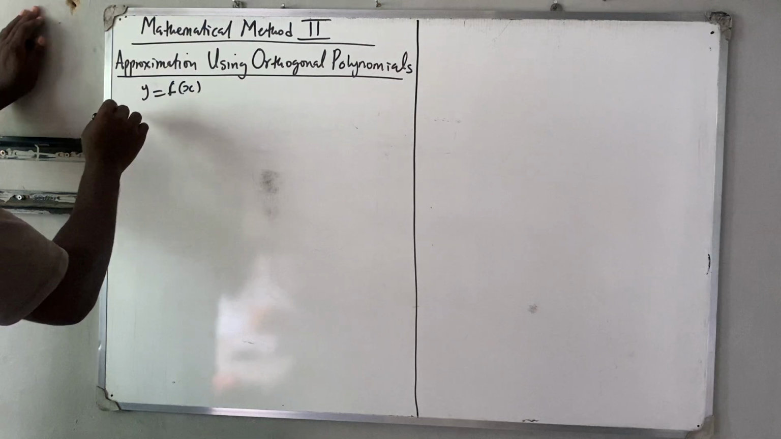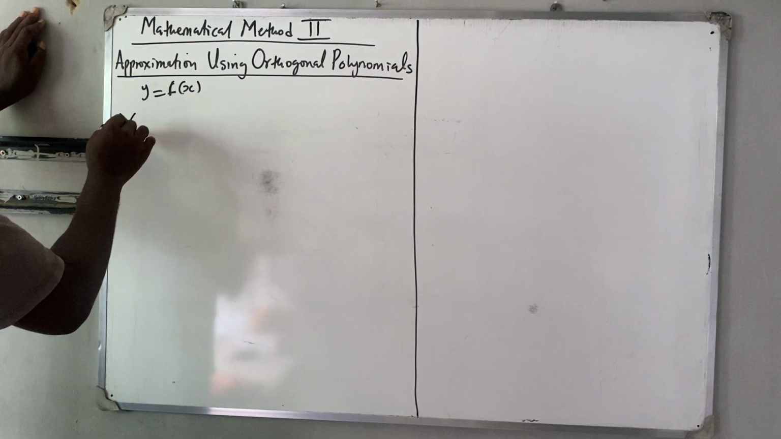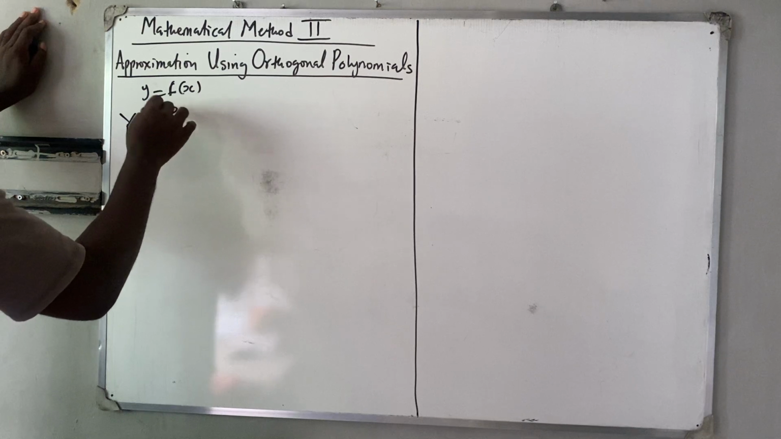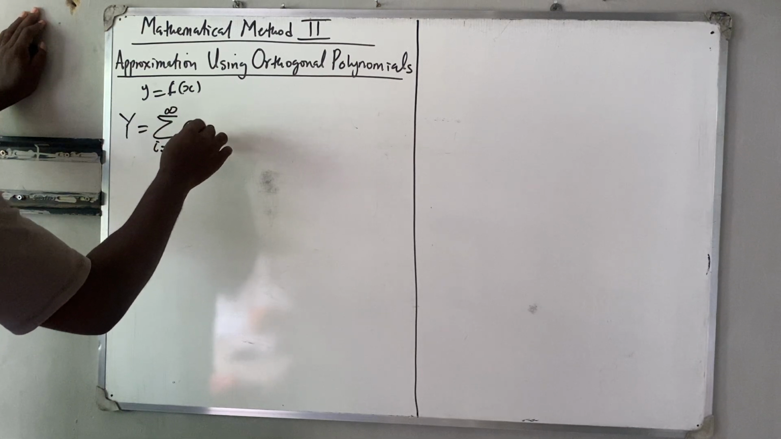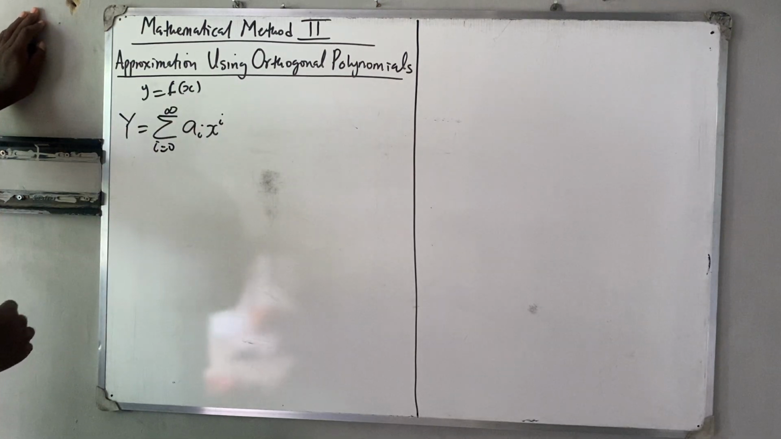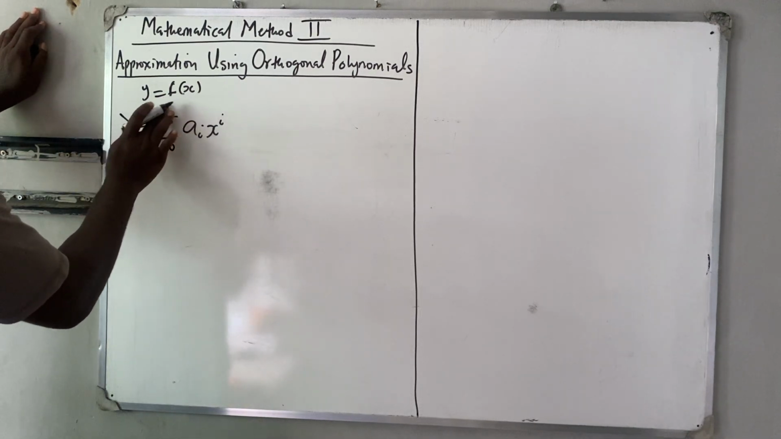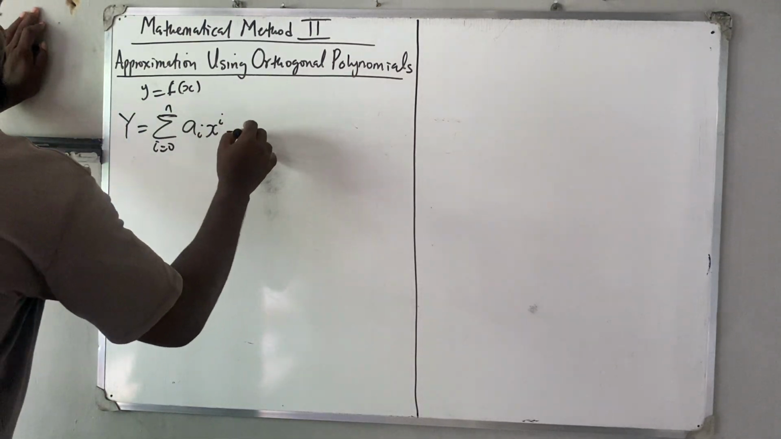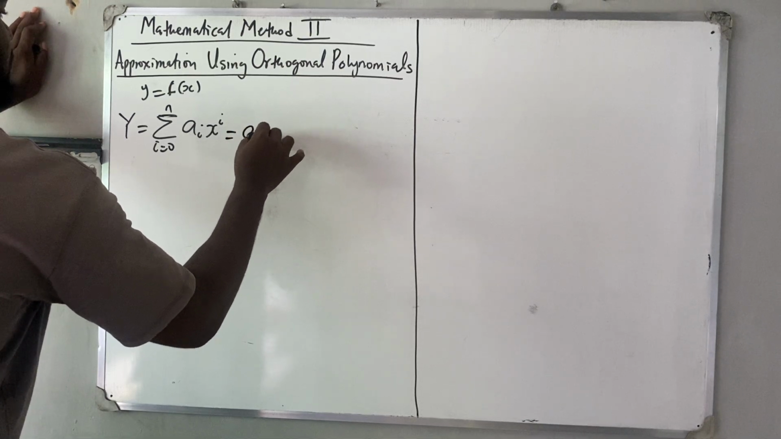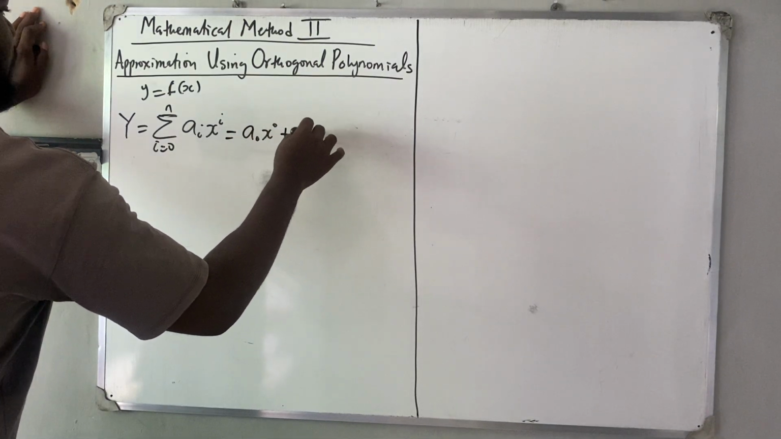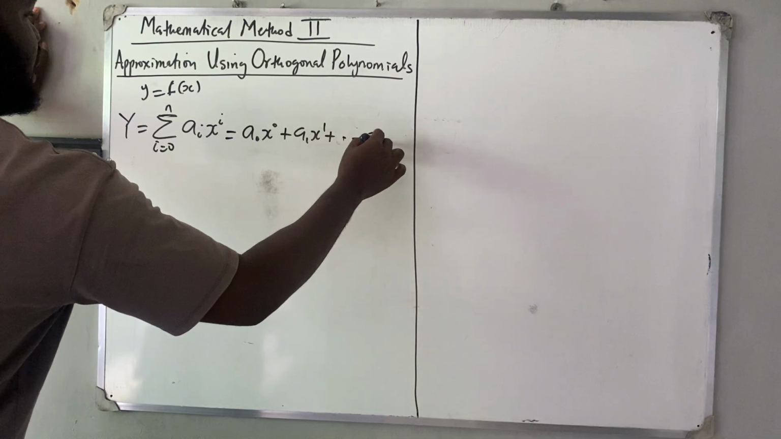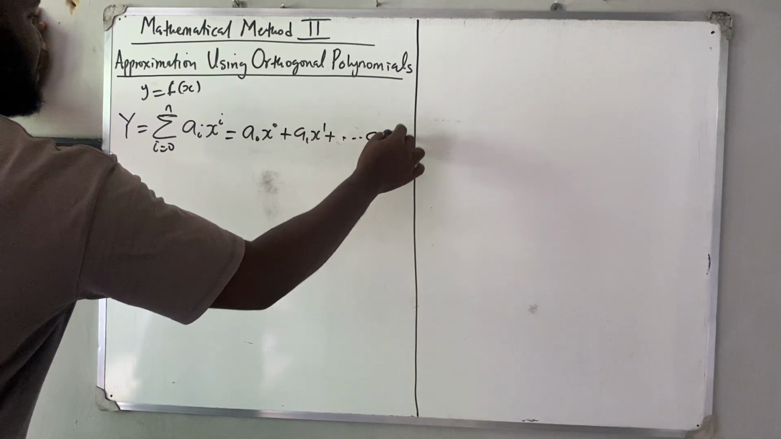Remember that your power series says that, let's say y is equal to the summation of i starting from 0 to infinity of a_i x raised to power i, something like this. Okay, sorry, let me use n. Let me say to n here. And then you see that this is something as what? a_0 x raised to power 0 plus a_1 x^1 plus up to a_n x raised to power n.